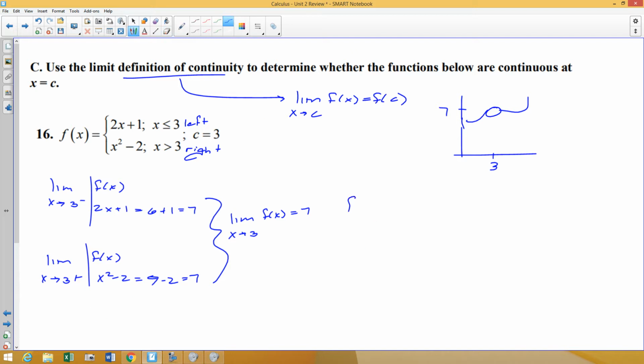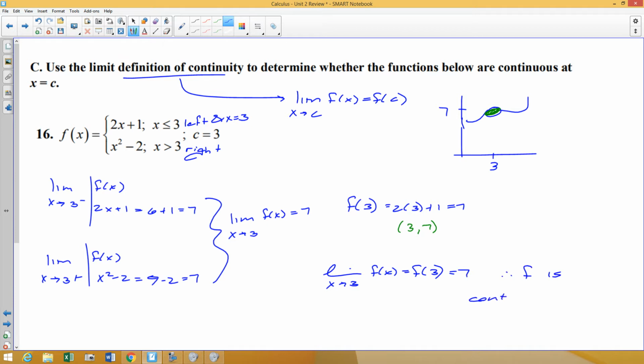Now I need to find the actual value of f of 3, and f of 3 is when x is equal to 3, and that happens up here on the top equation. So now I'm going to plug 3 into that. 2 times 3 plus 1 is 7. And by doing that, I now know that the ordered pair 3, 7 is part of this function, and that ordered pair fills in that potential hole left by the limit. And since the limit as x approaches 3 of f of x does equal f of 3, the function is continuous. I like to kill it dead and say they all equal 7, therefore f is continuous at x equals 3.